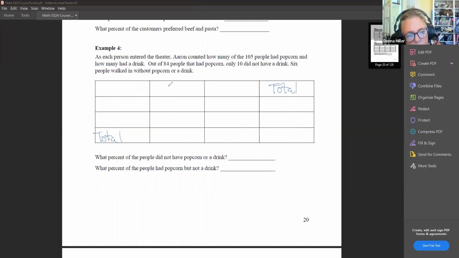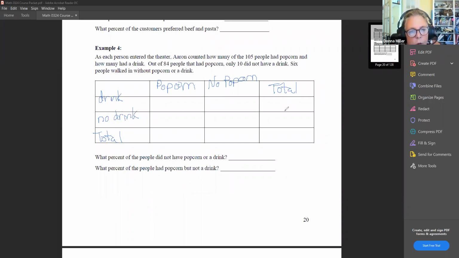Oh, I know what it is. Okay, so we're gonna do popcorn. Either you can have popcorn or you can't have popcorn. That's how we're gonna fill it out. Or we're gonna have a drink, or we're not gonna have a drink. There we go. Now I've got it.